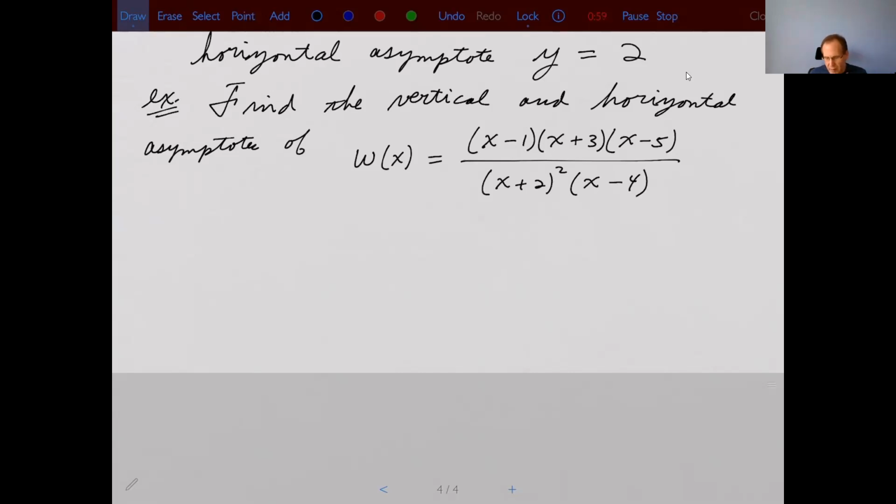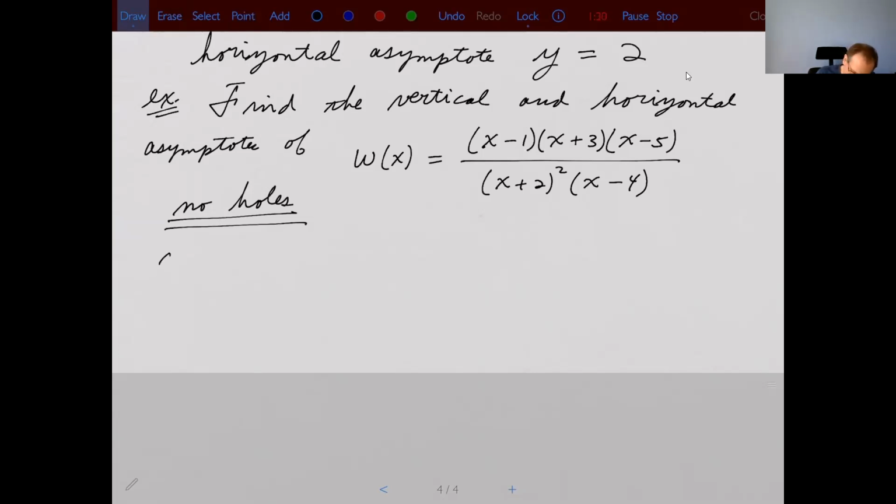Okay, so first of all, there's no factors that are the same in the numerator and denominator, right? So there's no x that makes both the numerator and denominator 0. Therefore, what does that tell us? It tells us that there's no holes. So it's a good place to start. So there's no holes because we can't cancel anything, right? So no holes.